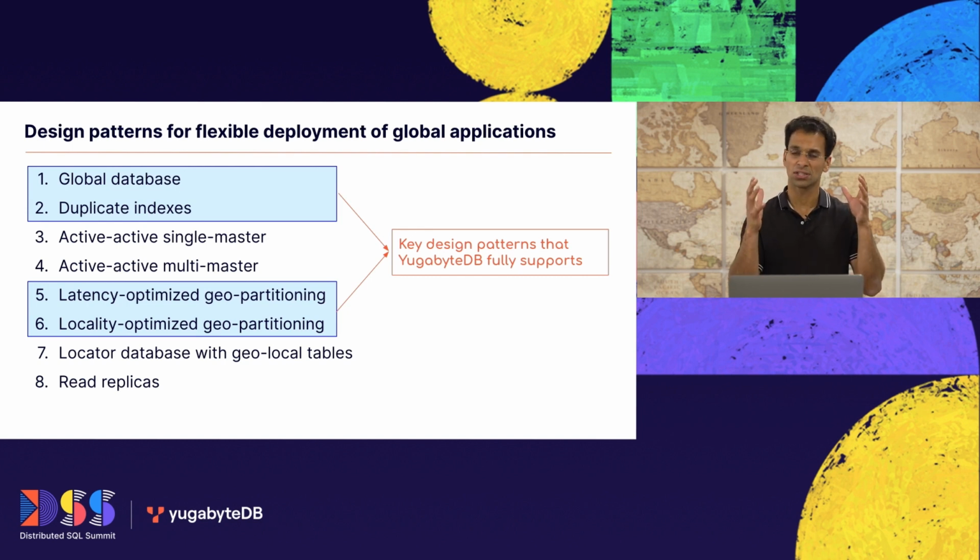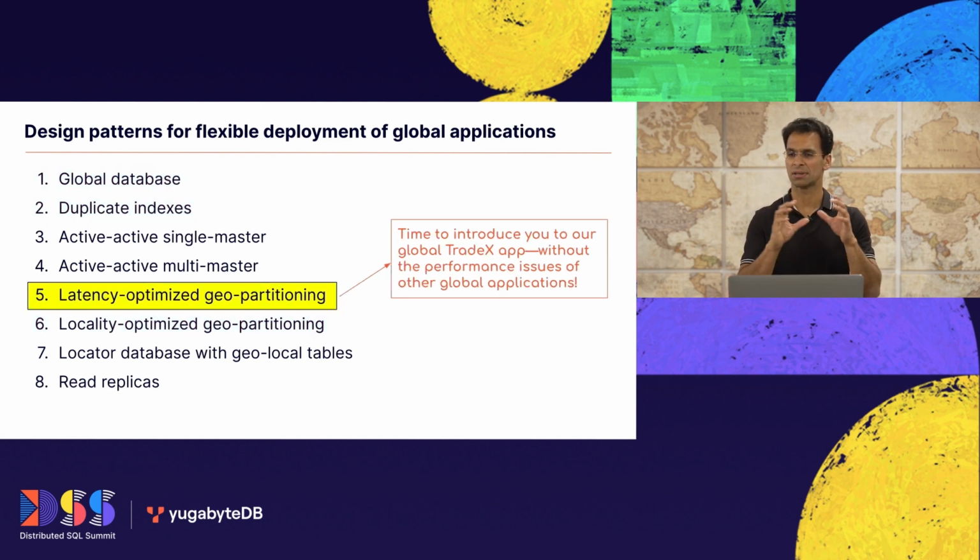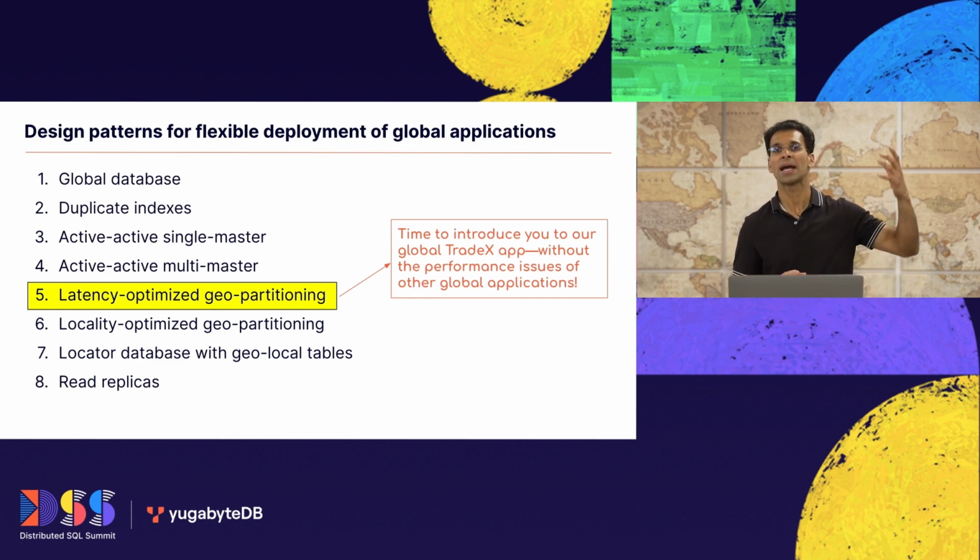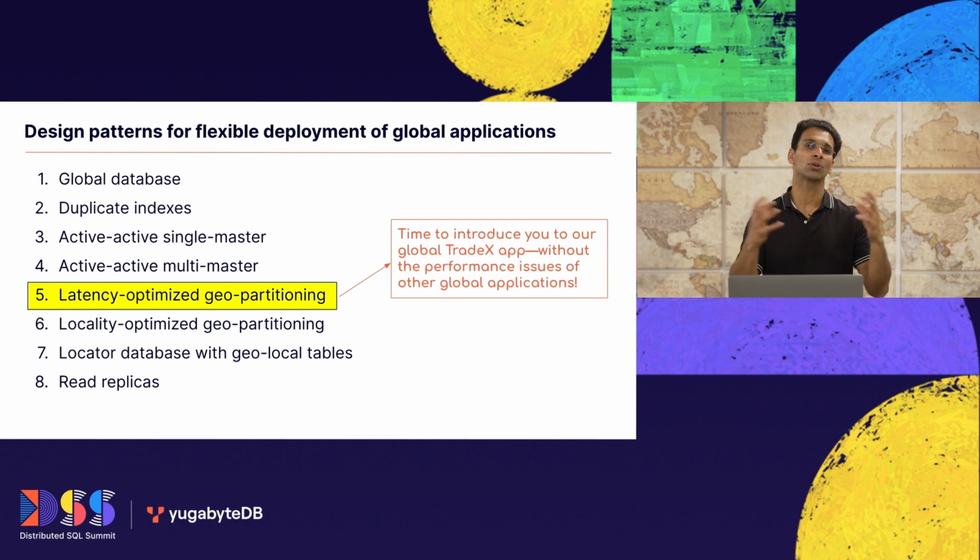Now, that's a lot of design patterns to talk about in the short time we have. So here's what we'll do. We'll pick one of these application patterns, called latency-optimized geo-partitioning. The idea is we will take our TradeX application, which, if you remember, we migrated from Oracle to Postgres some time ago. We've decided we're going to go global with it. We already have DR set up with xCluster.